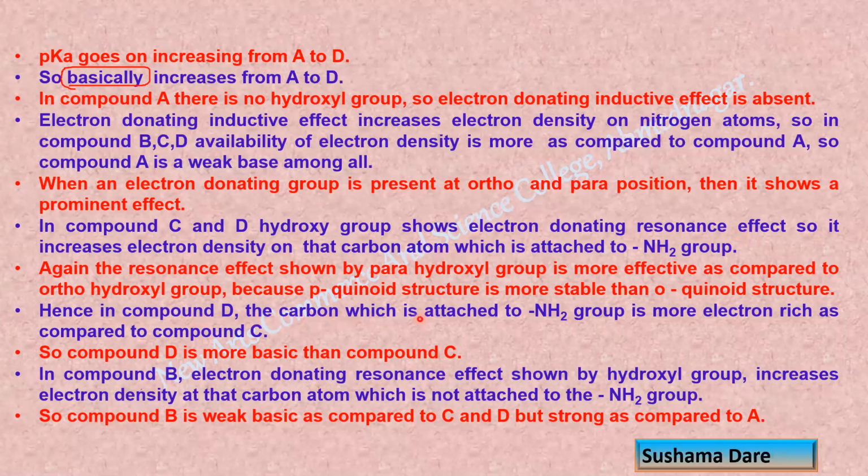Hence, in compound D, the carbon which is attached to the NH2 group is more electron rich as compared to compound C. So compound D is more basic than compound C. But what happened in compound B? In compound B, the electron donating resonance effect shown by the hydroxyl group increases the electron density at that carbon atom which is not attached to the NH2 group. So compound B is weakly basic as compared to C and D, but strong as compared to A.